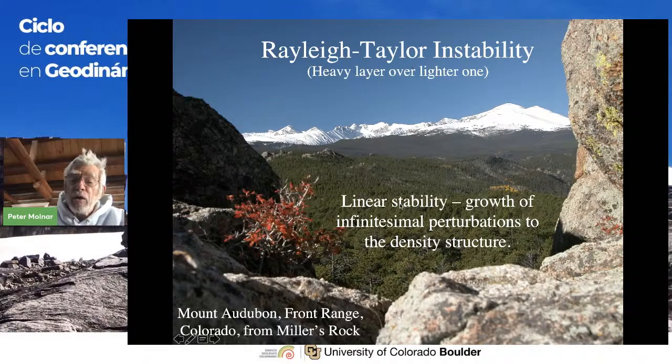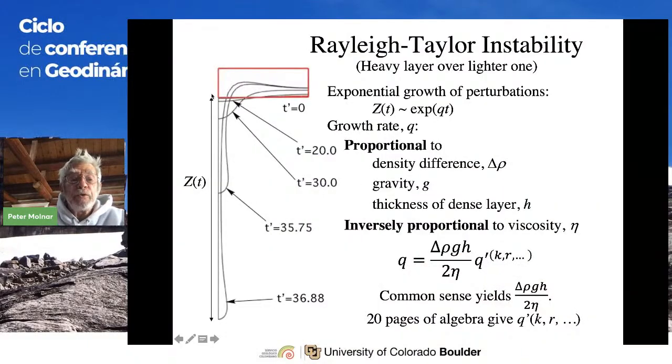And the first thing I want to look at is linear stability. This is the growth of infinitesimal perturbations to the density structure, what I just showed you in the previous slide. So this is a blow up of one part of this. You can imagine you have a layer, but this layer goes out to infinity to the right, out to infinity to the left, and it's perturbed with a harmonic sinusoidal variation, a little bit thicker here, a little bit thinner here.